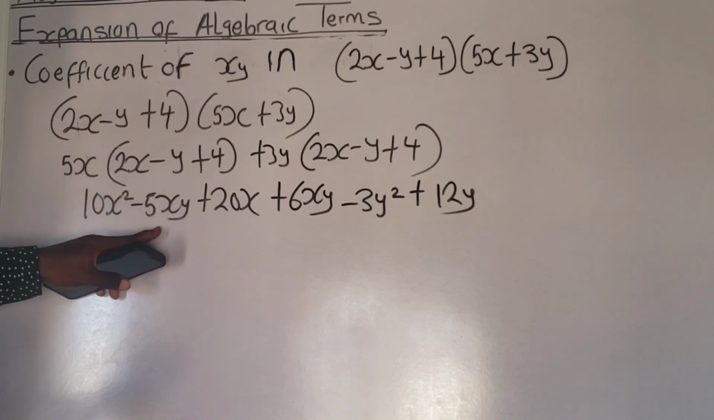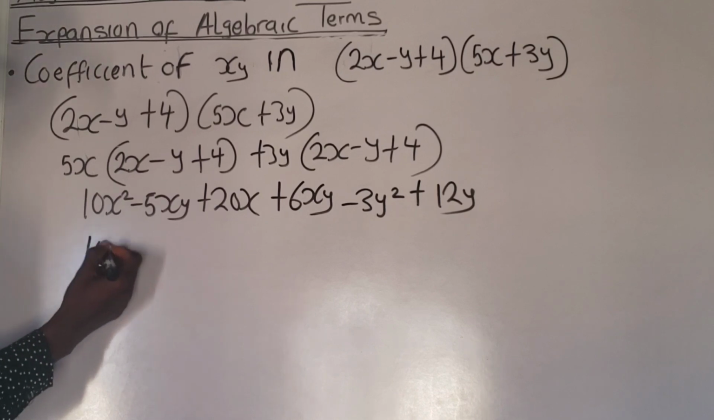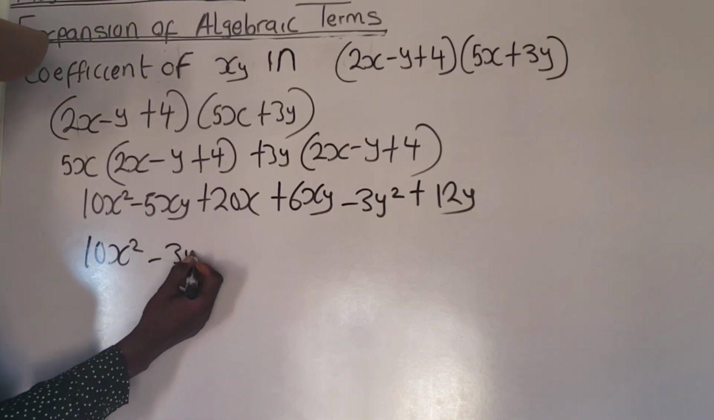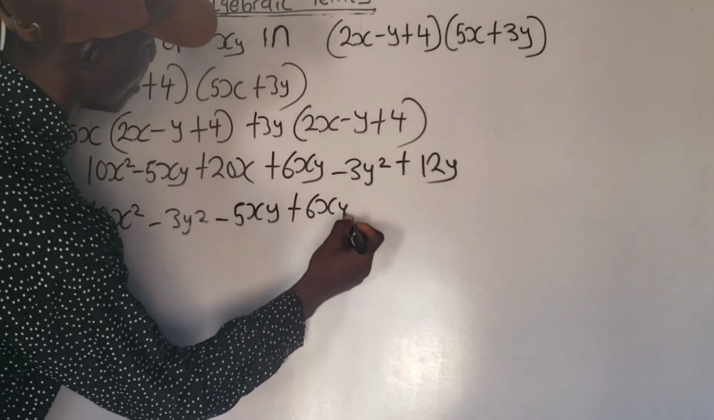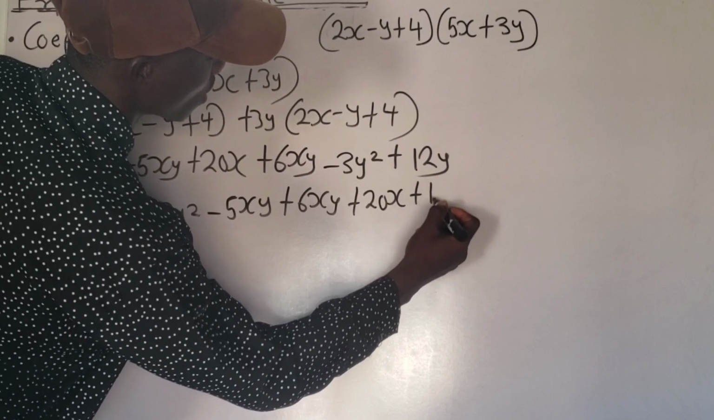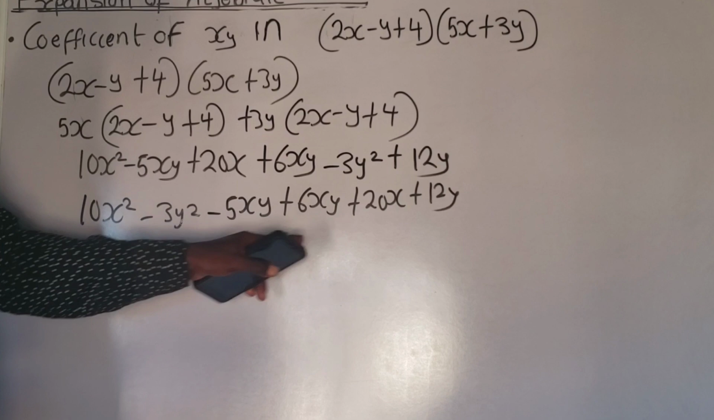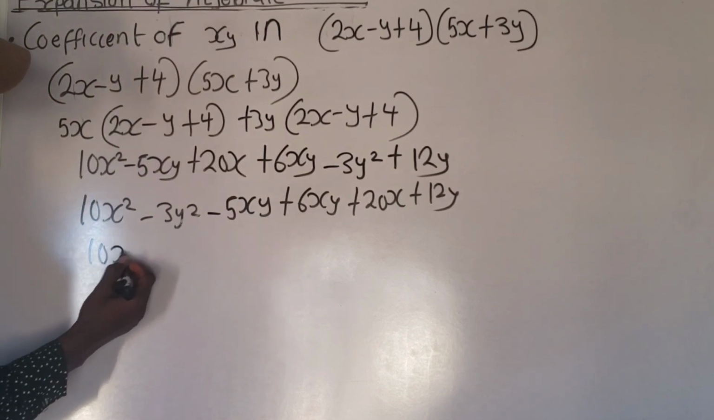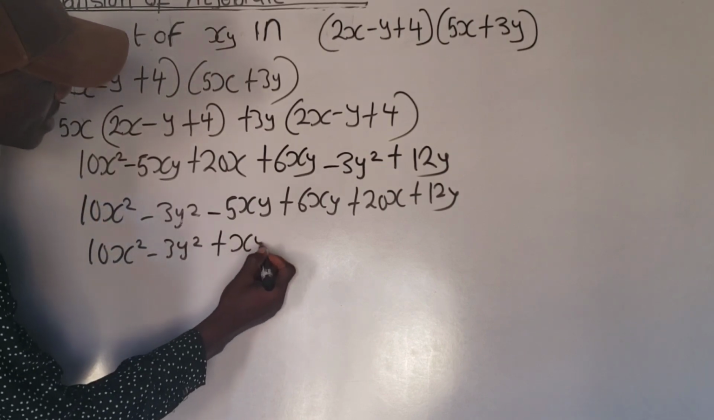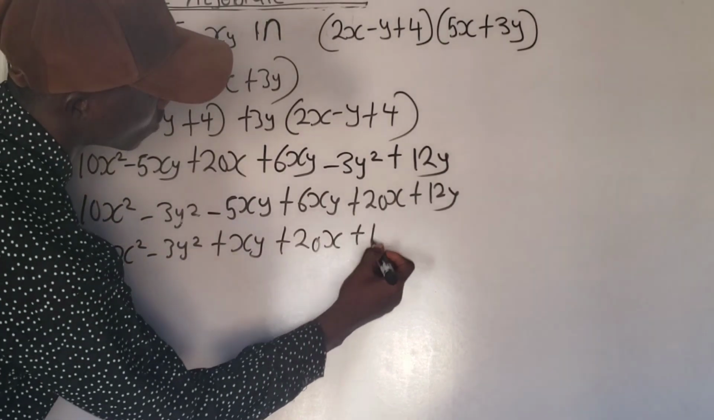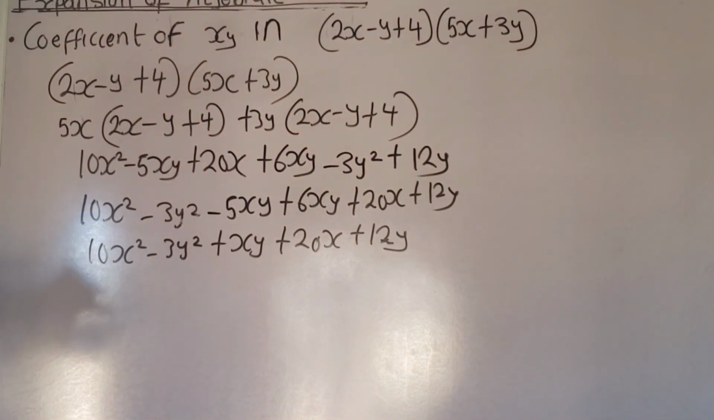We have negative 5xy here, and I have positive 6xy here. I'm going to have 10x squared minus 3y squared, negative 5xy, positive 6xy, positive 20x, and plus 12y. Okay? Now, we have negative 5xy, positive 6xy, which gives positive xy. For this, I'm going to have 10x squared minus 3y squared. Okay? For this, I'm going to have plus xy plus 20x plus 12y. Okay? Now, I think this is the simplified version of this expansion.